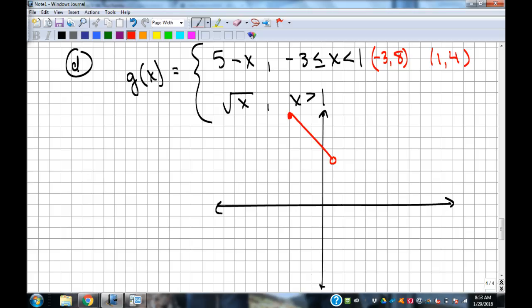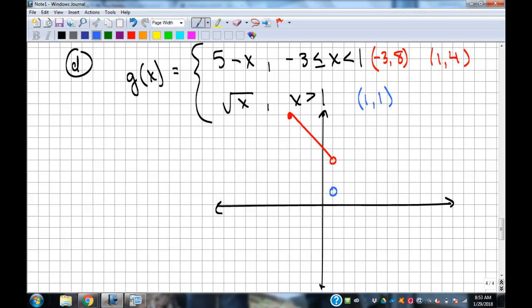Important point for part B. 1, square root of 1 is 1. And so 1, 1. Open or filled in? Open. What does the square root of x look like? Yeah, it kind of looks like the top half of a parabola, or the one side of a parabola kind of goes up like this.